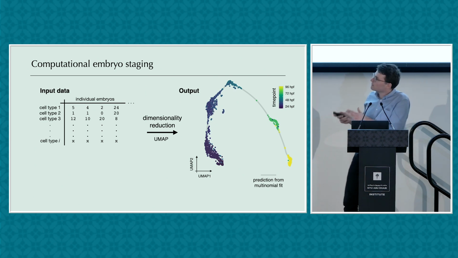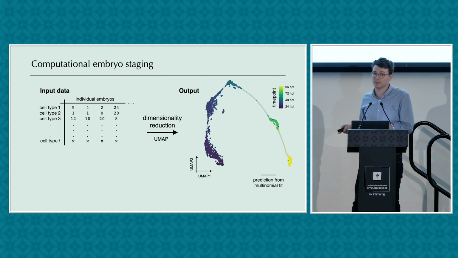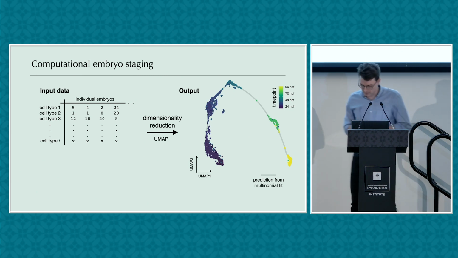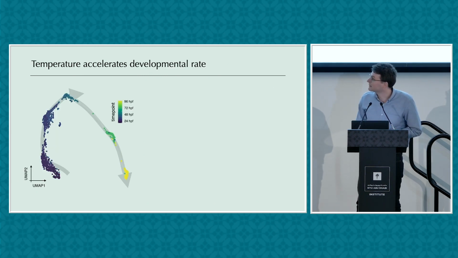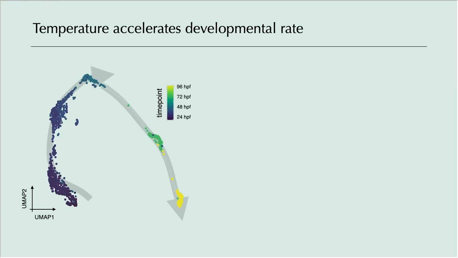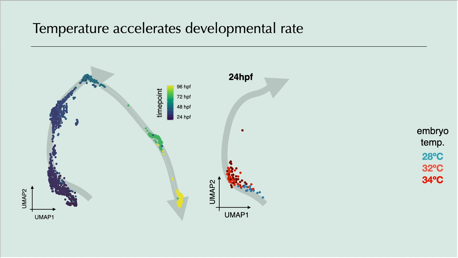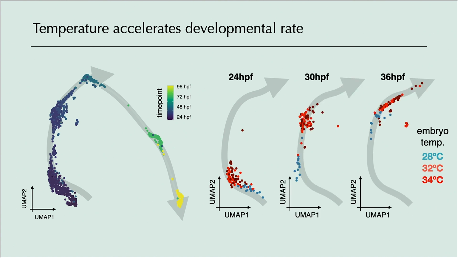And that's important because it gives us an opportunity to precisely account for one of the effects of temperature on development, which is to increase the developmental rate. So let me show you what I mean. If we take the same map and just pull out one time point, 24 hours post-fertilization, and then highlight the temperature at which each embryo was raised, you can see that the high temperature embryos are always creeping a little bit ahead on this trajectory. And that's true for all of the time points we tested.